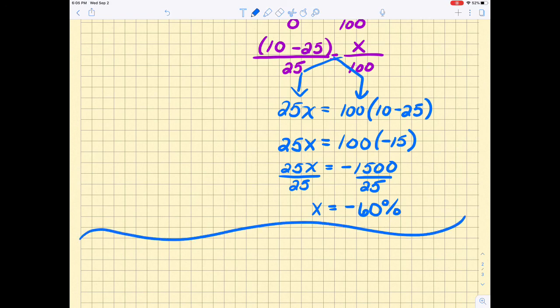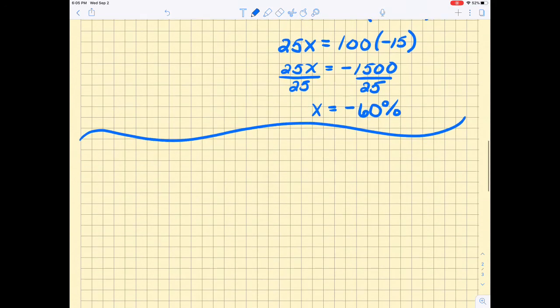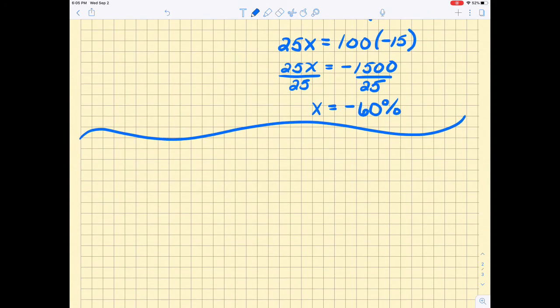Now, they could give you something different. So let's look at another example. They could give you the original price of $45 this time, and they could tell you what the percent of change is. In this case, I'm going to say the tax is 5.5%.